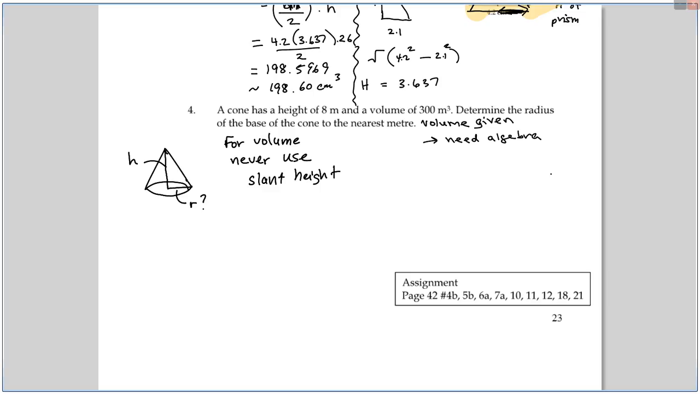So in this example, we're good. They gave us the proper height. This H is 8 is good.